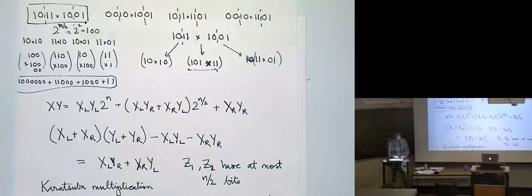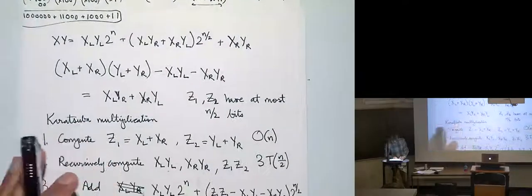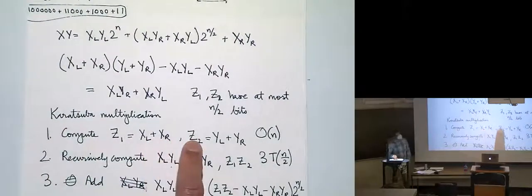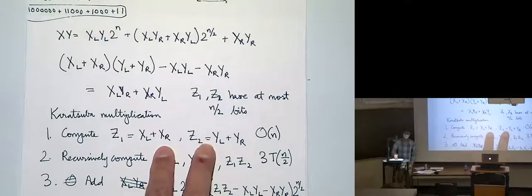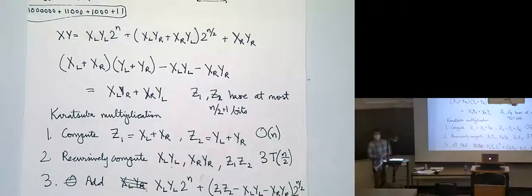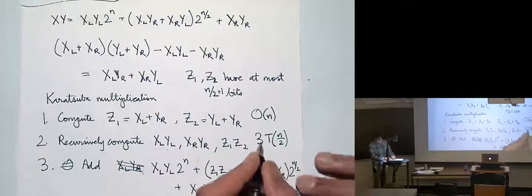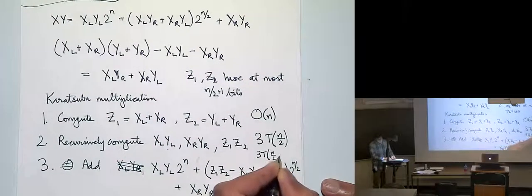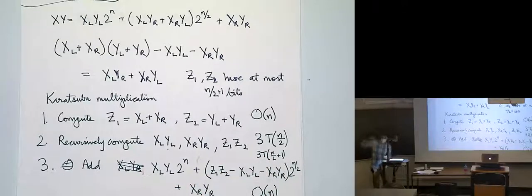You say, okay, so first you compute xl plus xr, yl plus yr. That's linear time. Observing that these have at most n over 2 plus 1 bits. So technically this should be 3 times T of n over 2 plus 1, or like 2 times T of n over 2 plus T of n over 2 plus 1. But I will show you. Basically what you do is you do some quick and dirty calculations to guess the answer. Then you write down the full thing and do induction. That's usually the way that you approach these things.